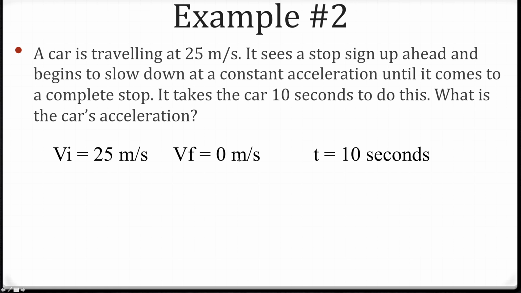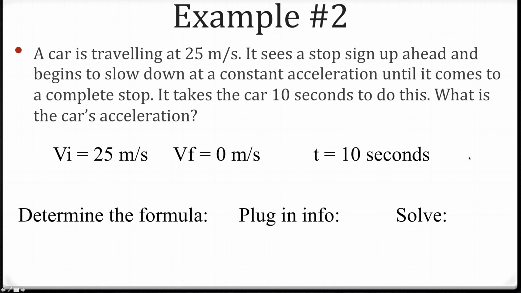So our final velocity is 0. And this is taking place for 10 seconds. So we want to use these three things plus acceleration in our formula because we're solving for acceleration. So out of your formulas, there's 2 of them. I'm going to pick this one because it's set up for acceleration. So we've got VF, VI, and T.